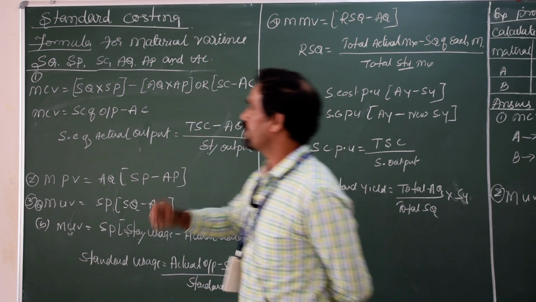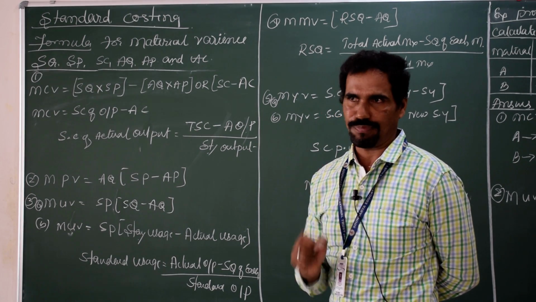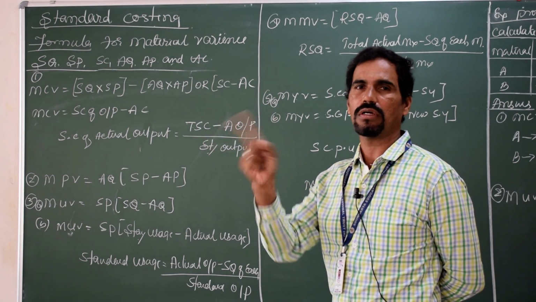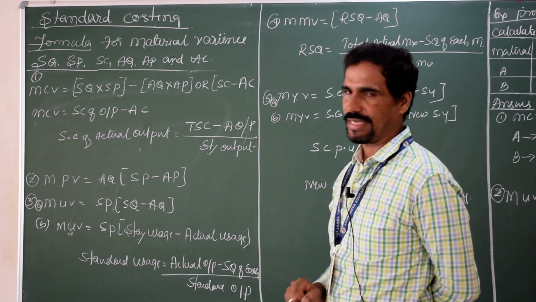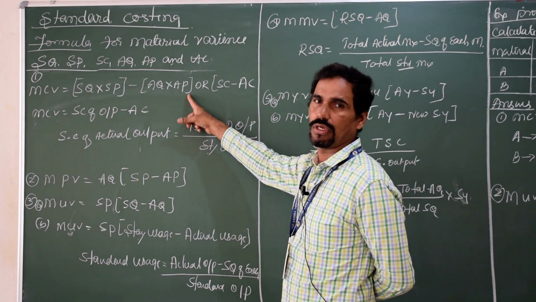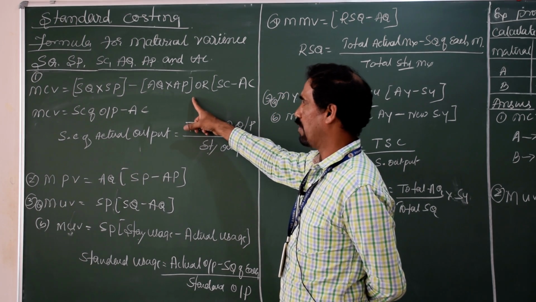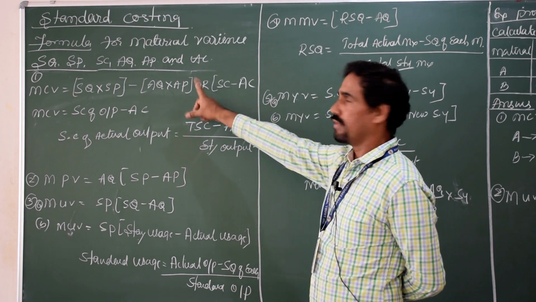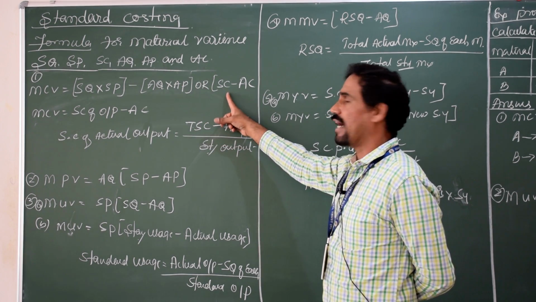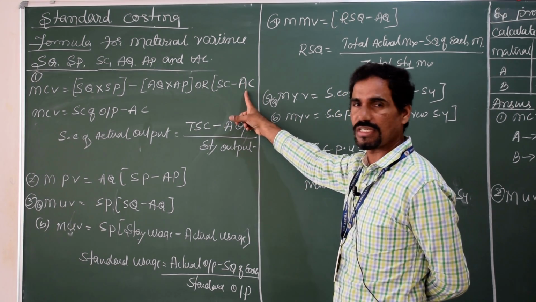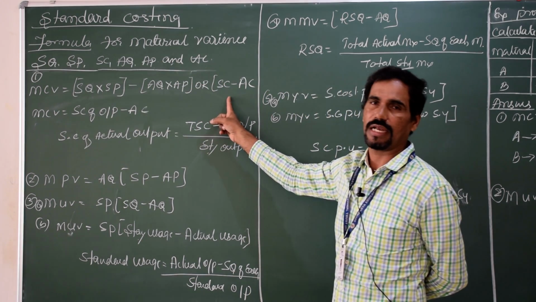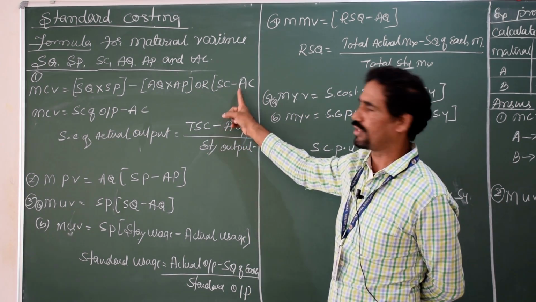Material cost variance equals standard quantity into standard price, minus actual quantity into actual price. Standard quantity and standard price are given in the question; you just multiply them, minus actual quantity into actual price. When the actual quantity and standard quantities differ, you should apply this formula. Or, standard cost minus actual cost, either this formula or standard cost minus actual cost.